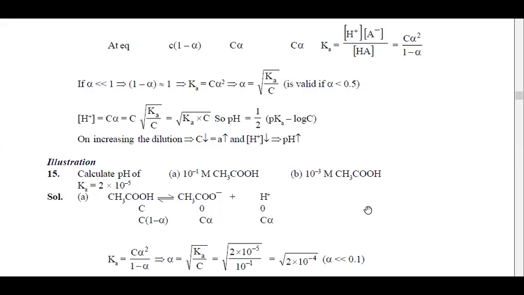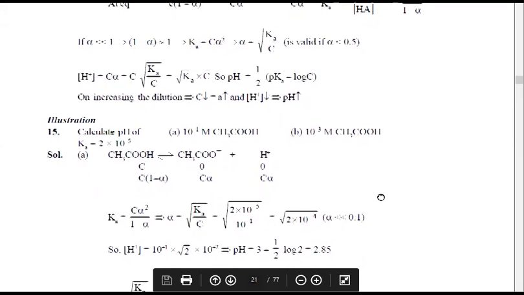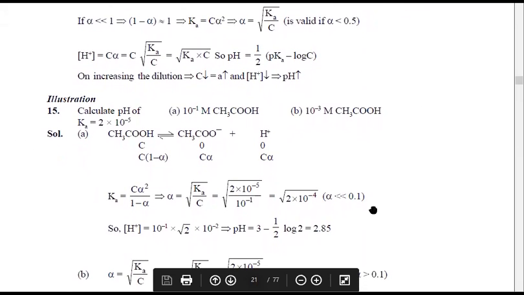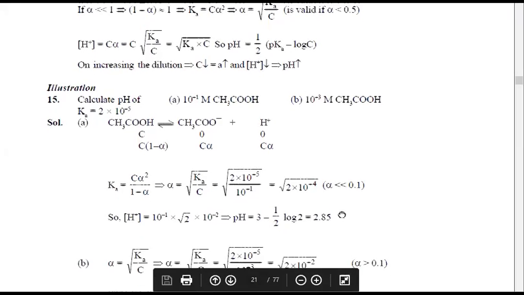Very good, everyone. So in the first case, alpha is almost less than 0.1, so obviously we can use the formula. Then we can just calculate using the formula, which gives 2.85. Very good. If you check the second case, alpha is not very small. Alpha is greater than 0.1. So in this case, you can calculate, but the answer would vary.